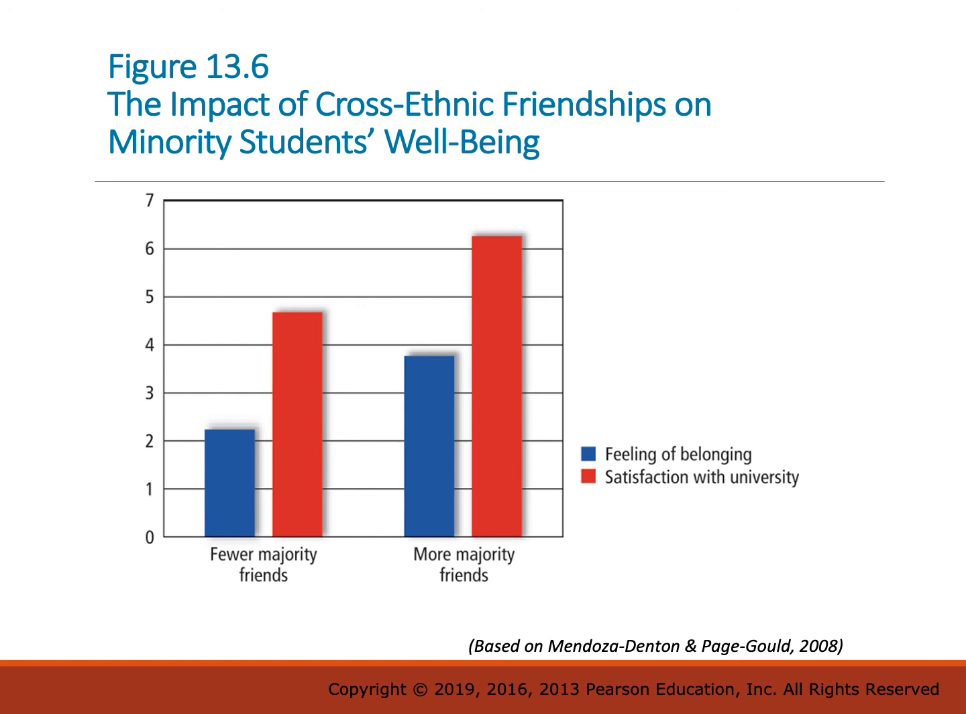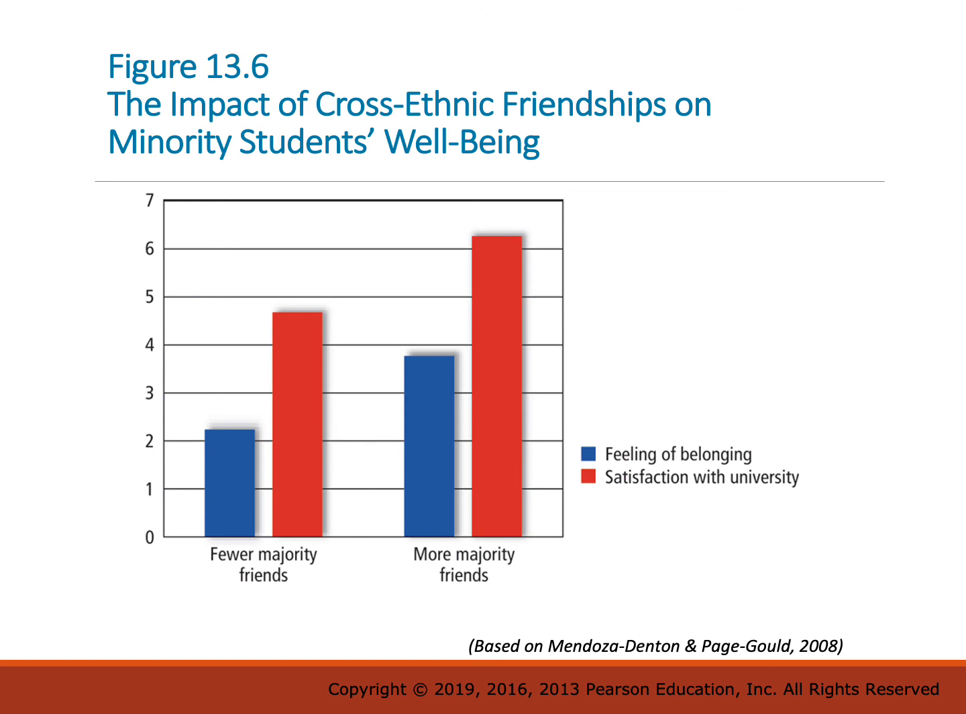This finding was particularly strong for the minority students who had been the most sensitive to rejection and who had felt the most anxious and insecure about being in a largely white school. And they were able to replicate the study with Latino students as well. So this is based on research by Mendoza-Denton and Page-Gould in 2008, looking at the impact of cross-ethnic friendships, okay?